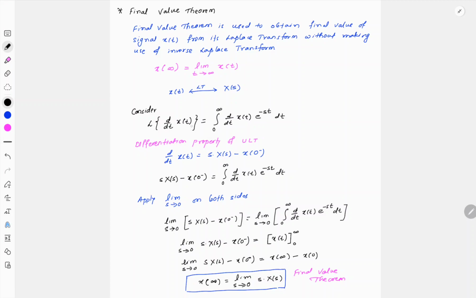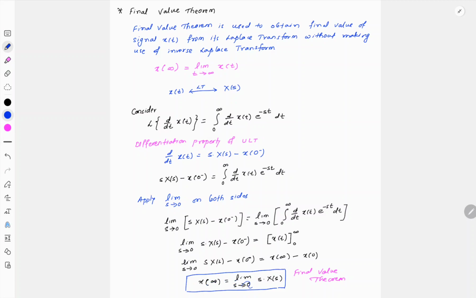Then using the time differentiation property of unilateral Laplace transform, we have obtained the Laplace of d by dt of x of t. We have simplified the equations. And finally, we have obtained the equation for final value theorem, that is x of infinity equal to limit s tends to 0 s into x of s. So remember here, whenever it is final value, we have x of infinity, that is the last value, the limit is s tends to 0.